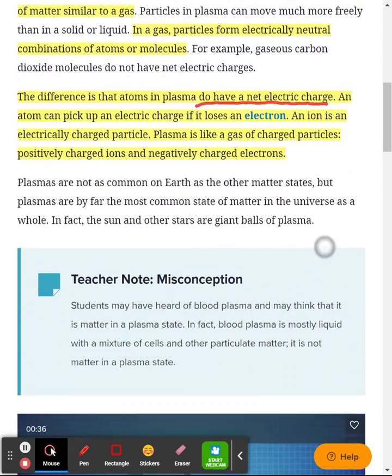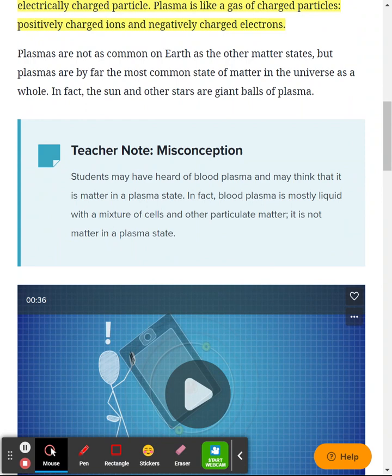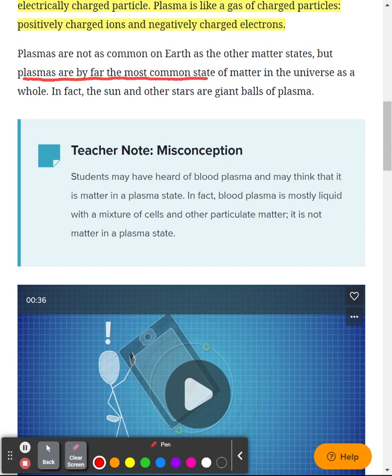Interesting here, this next paragraph. Plasmas are not common on Earth, not as common as solids, liquids, and gases. But in the universe, they are the most common. Plasmas are by far the most common state of matter, not on Earth, but in the universe as a whole. In fact, the sun and other stars are giant balls of plasma.